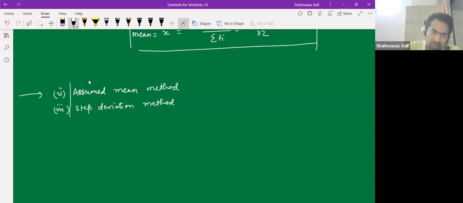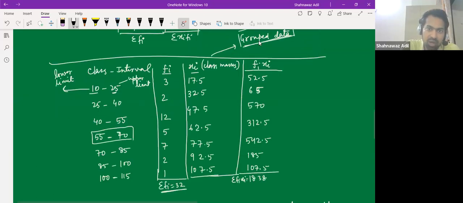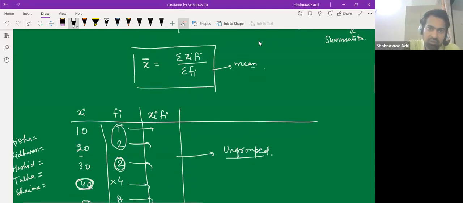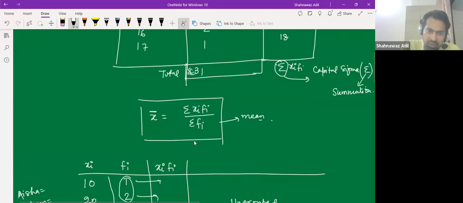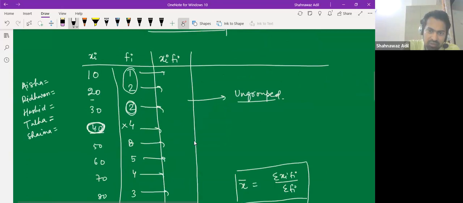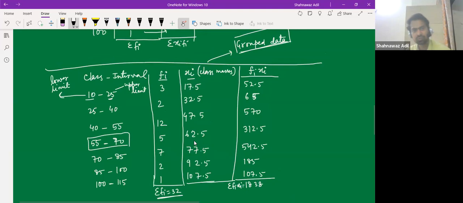Okay, so these two methods we will learn, but before that, please note it down. Which part should you note down? This part you already have, so note down from here. Any doubt in this part? Do you have any questions up to this point?